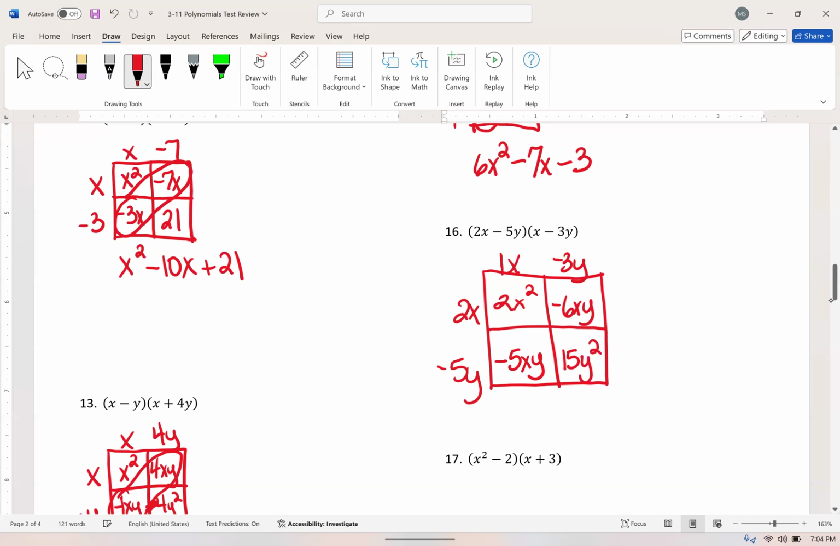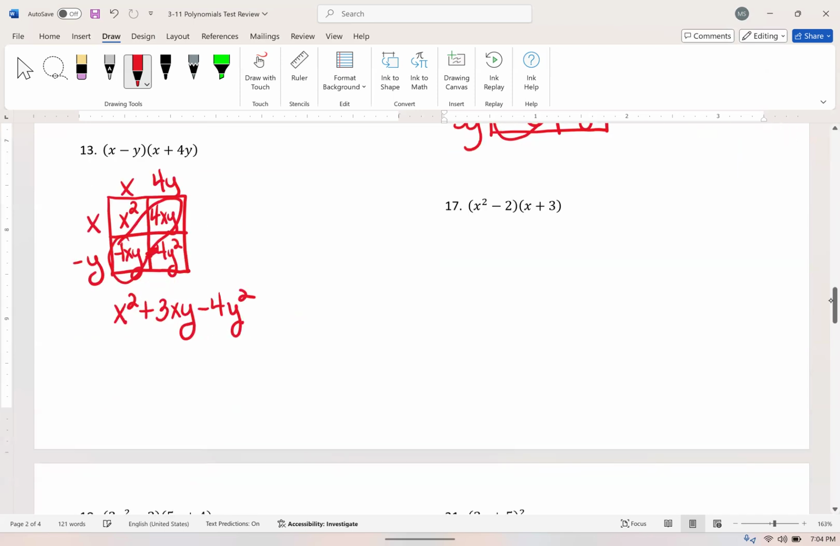So 15y squared there. Once again, we do have some like terms in the middle here. So we get 2x squared. Negative 5 and negative 6 is negative 11xy. And then positive 15y squared.